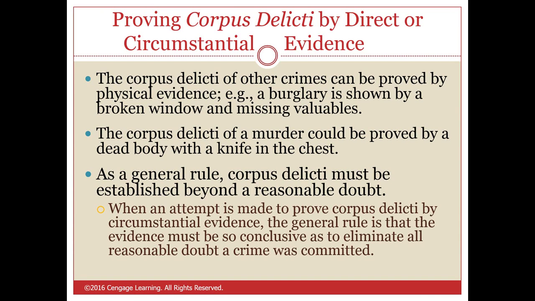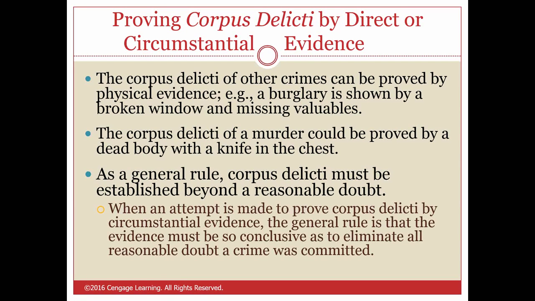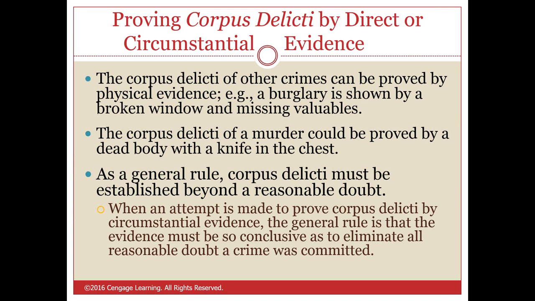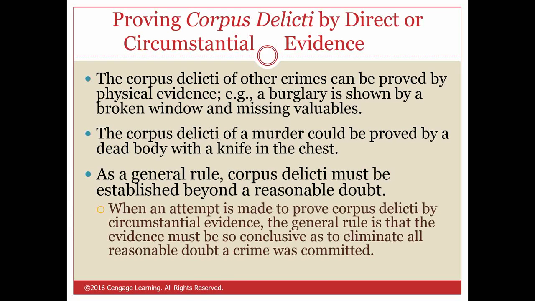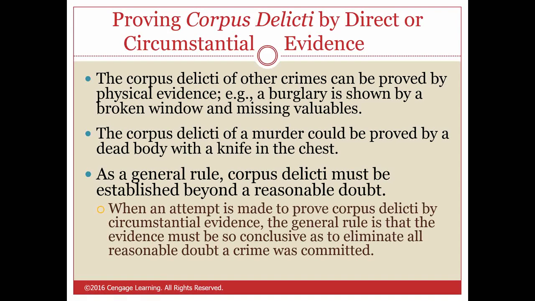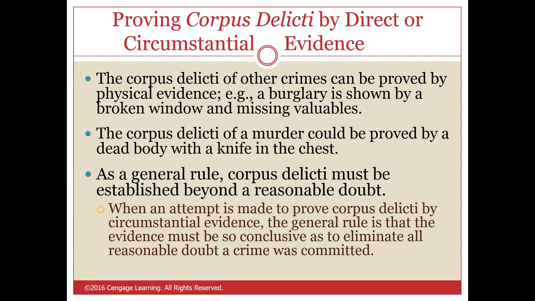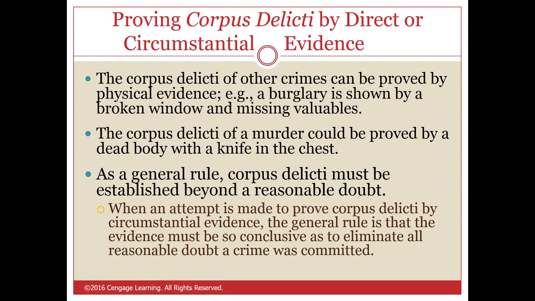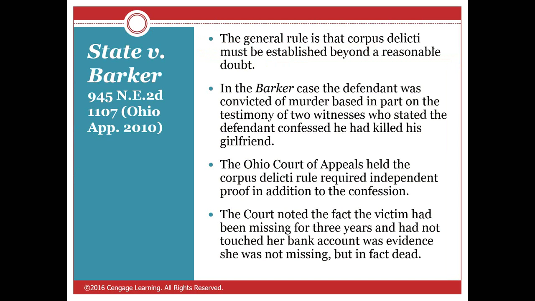So, as a general rule, the body of the crime, or the fact that a crime has been committed, must be established beyond a reasonable doubt. If they cannot establish that a crime was even committed beyond a reasonable doubt, then there really is no conceivable way that we could prove that somebody engaged in a crime, nor should we be able to obtain a conviction. So we have to prove, number one, that a crime has been committed beyond that reasonable doubt. And then we have to prove that the defendant is the one that did it.